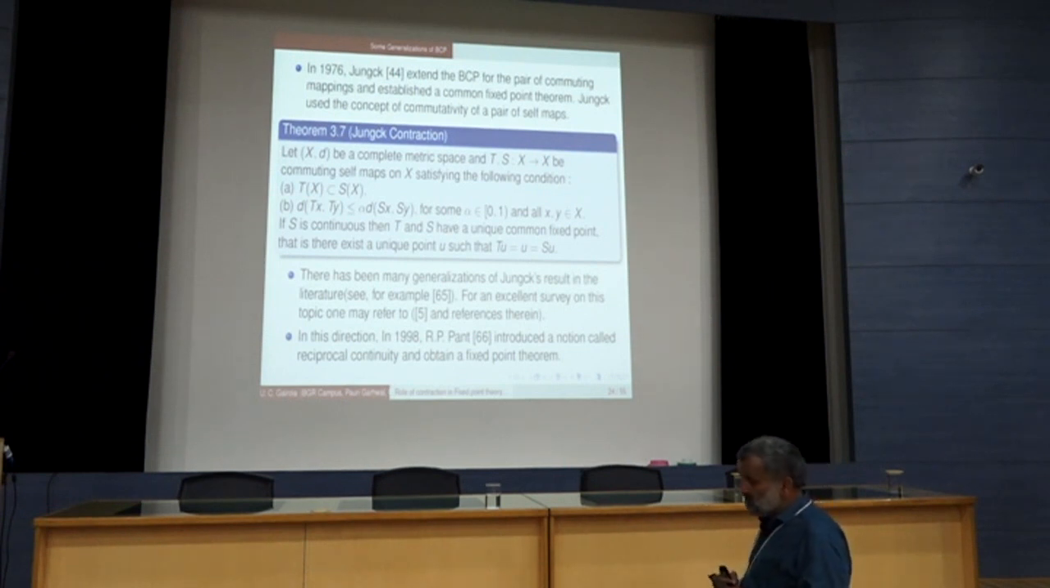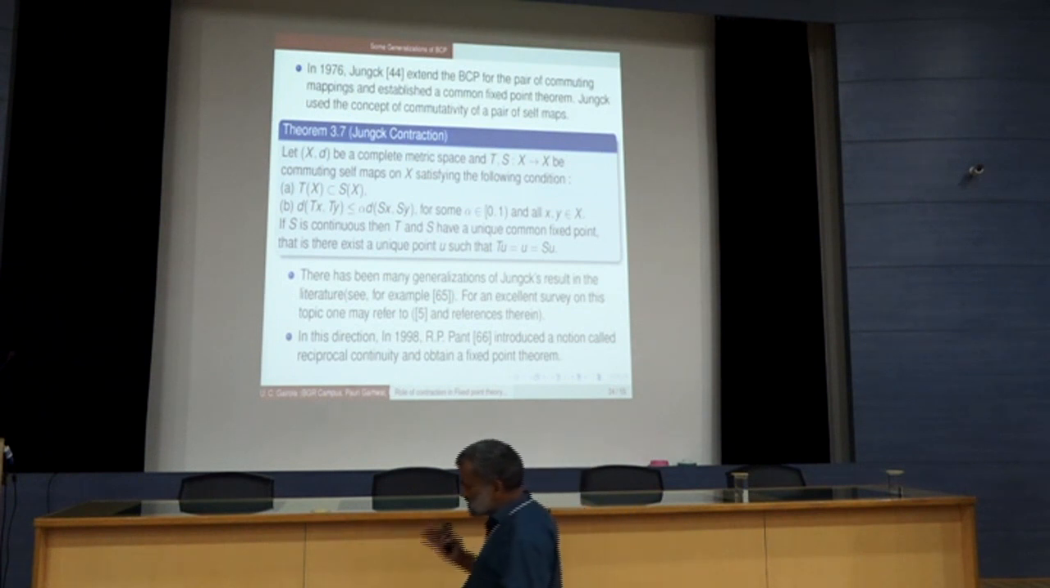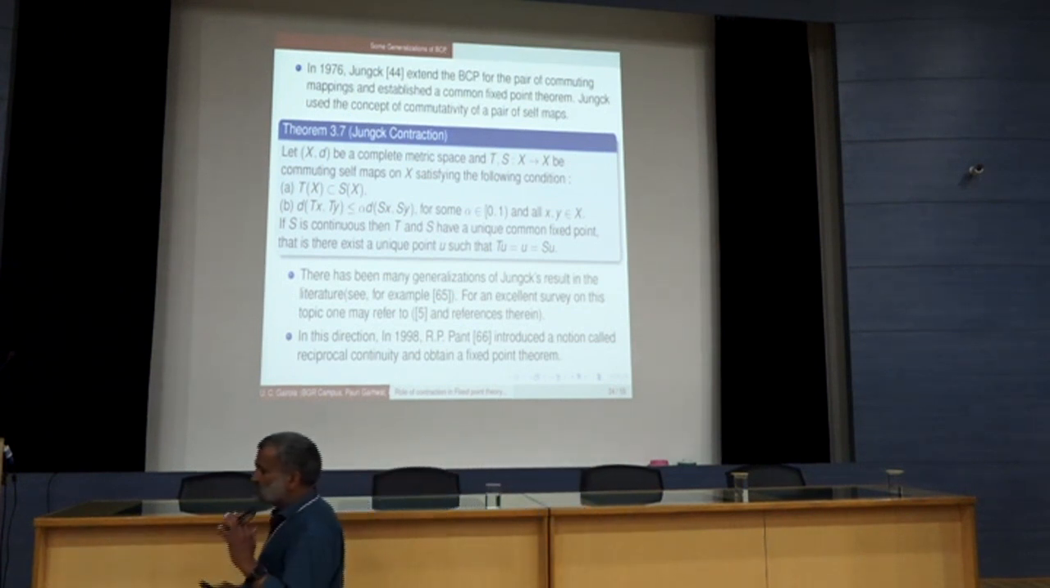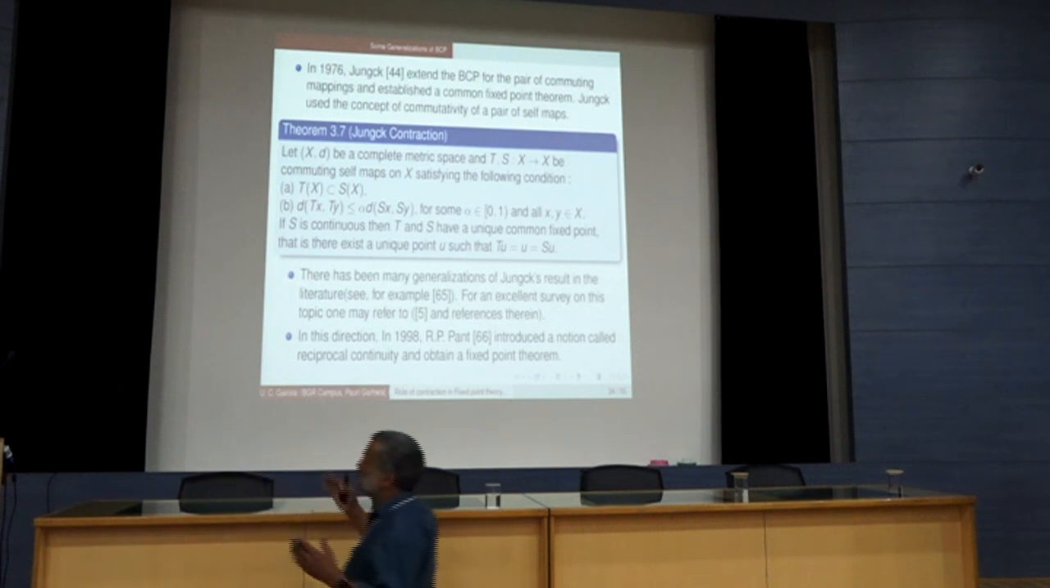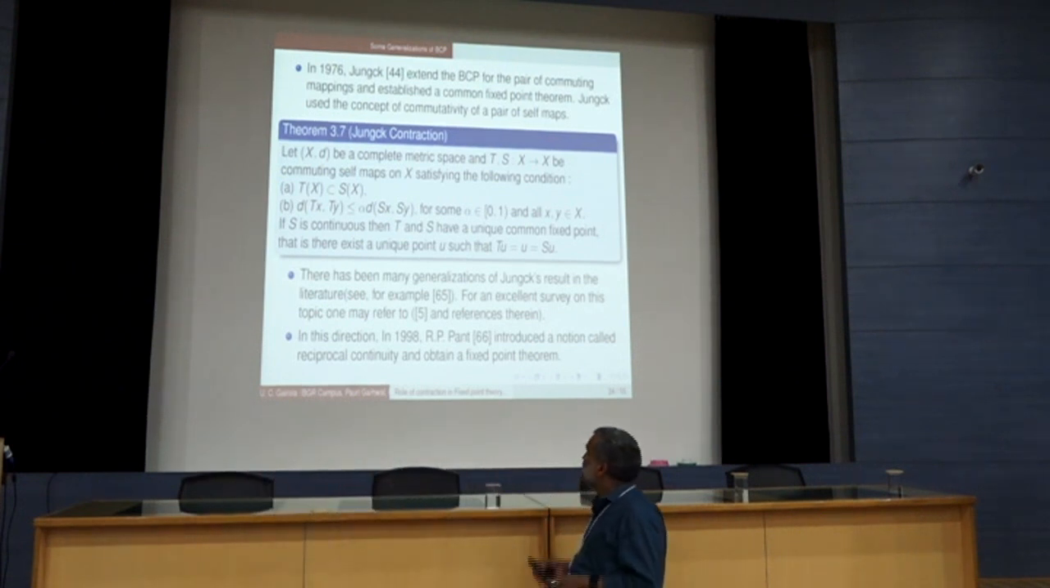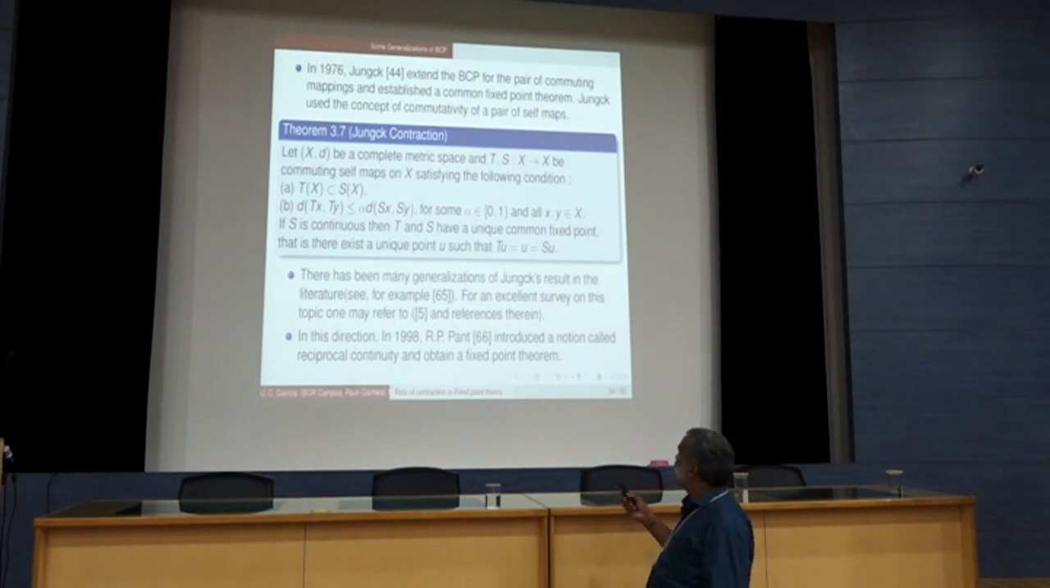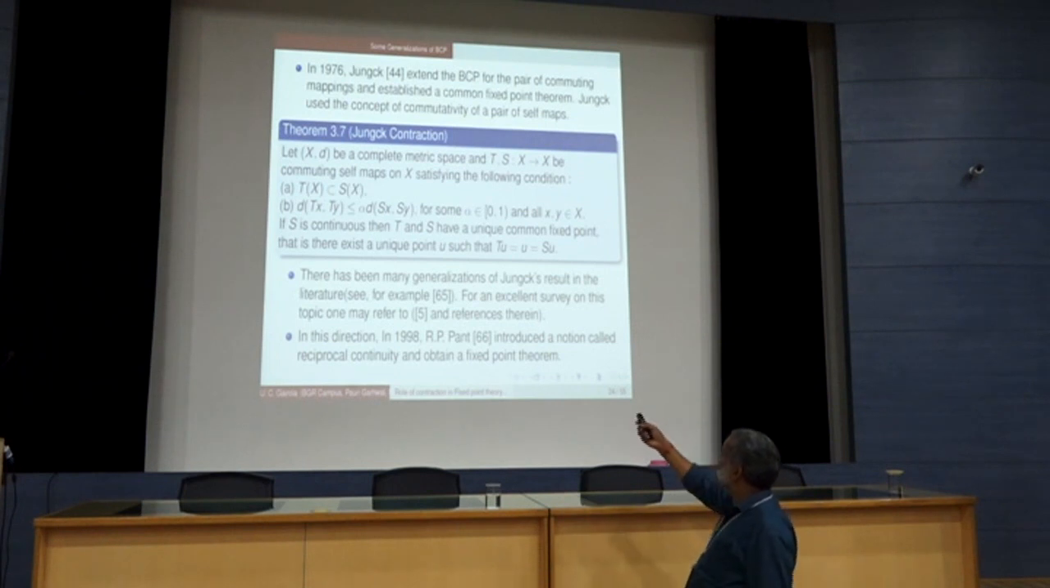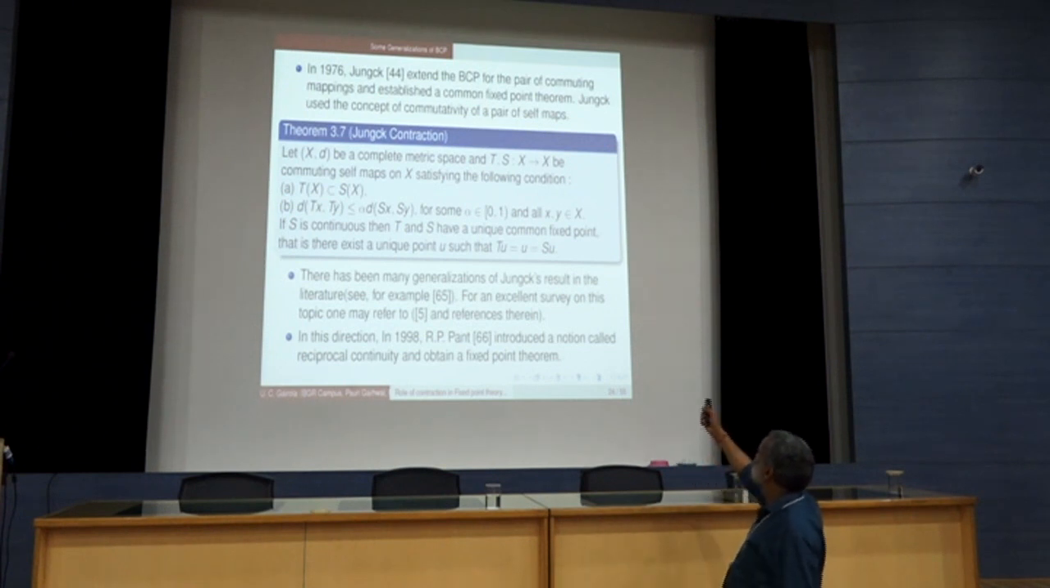Before this you were using simple continuity and contraction. Here you can use a new condition, that is, commutativity of the maps. He used the commutativity of maps, and then he got a fixed point. If (X, d) is a complete metric space and T and S are commuting self maps on X satisfying the following conditions: T(X) is a subset of S(X), d(Tx, Ty) is less than alpha d(Sx, Sy) for some alpha belonging to (0,1), and S is continuous, then T and S have a unique common fixed point. This is a very important result.